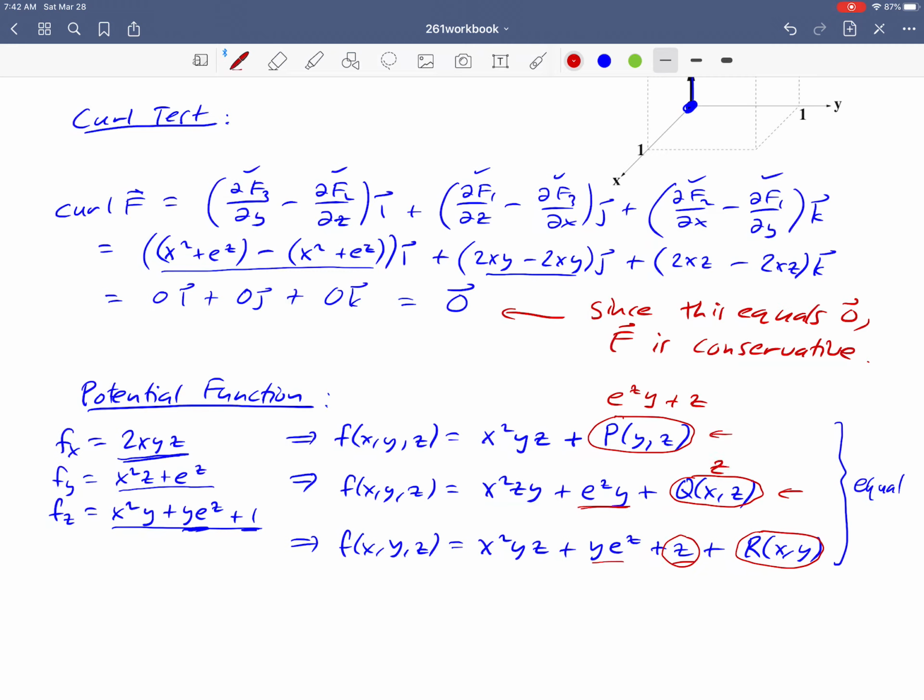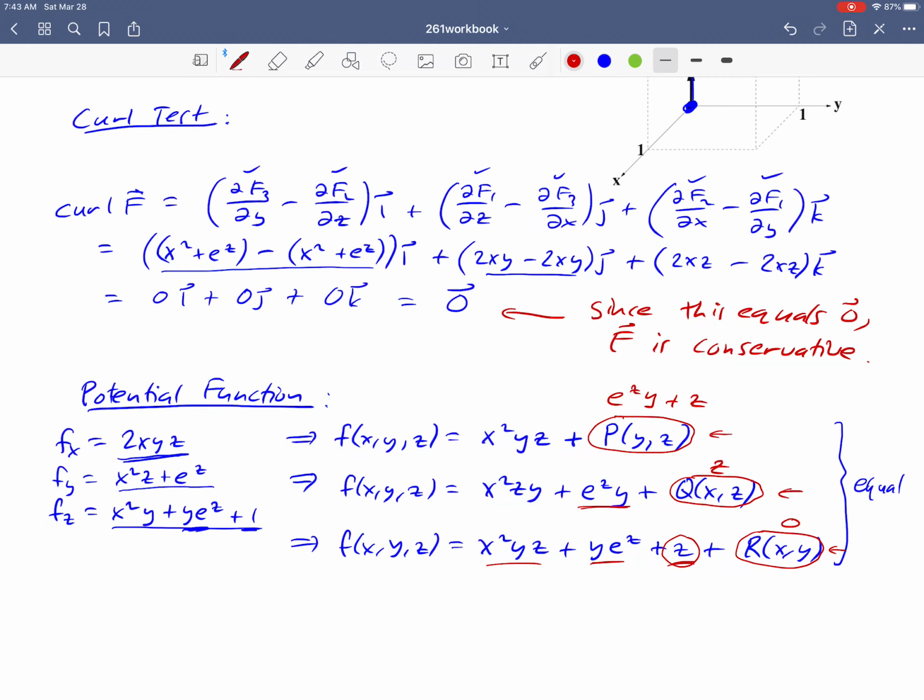And moving on to the second line, what would q of xz need to be? What's missing there? Well, I think the only thing that's missing there is this plus z that's down here. So we'll make that equal to z. And remember, the goal here is to make all three of these formulas look the same.